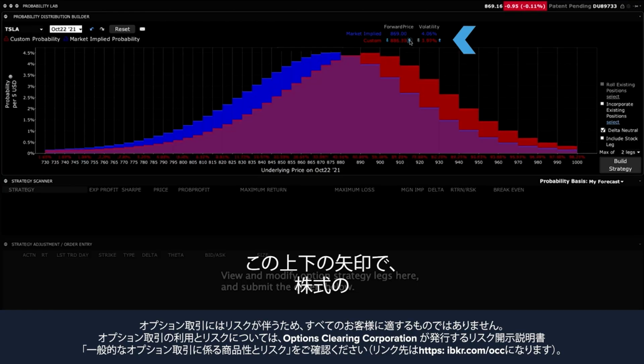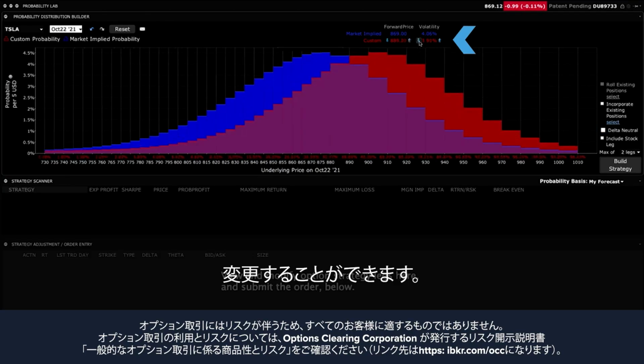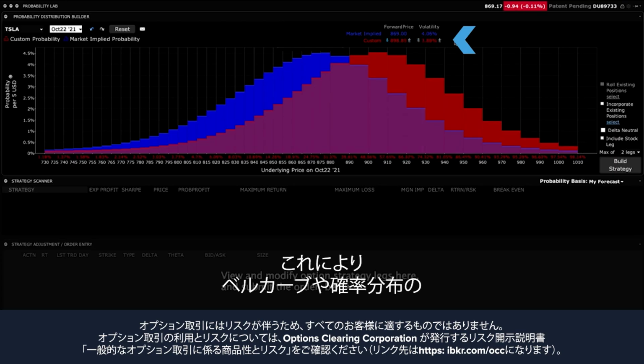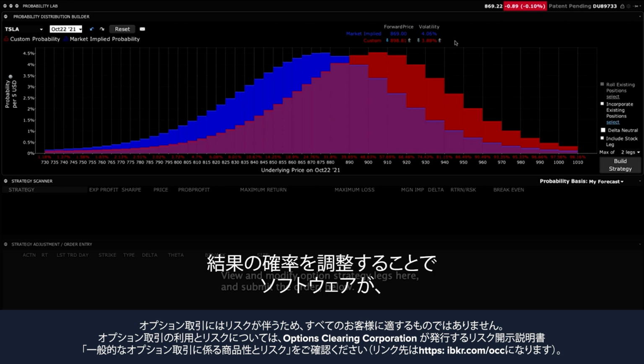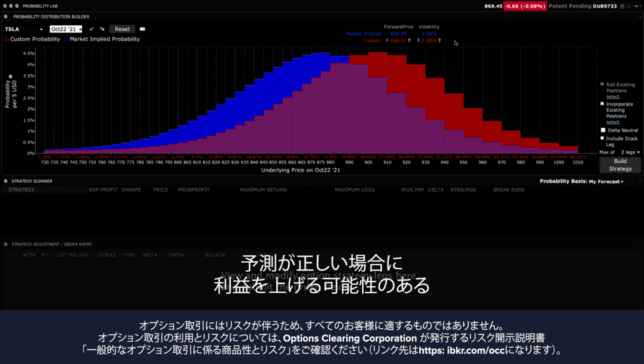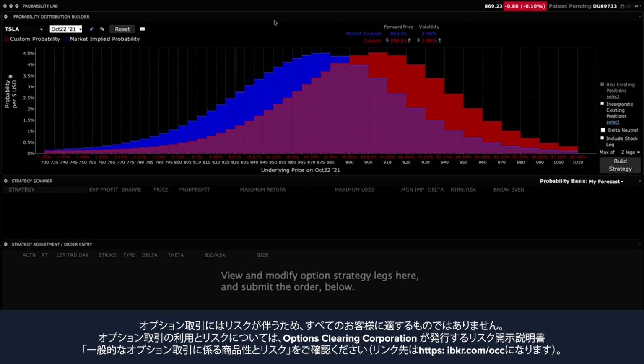Alternatively, use the up and down arrows to change the implied volatility reading for the stock in the same way. Doing so changes the shape of the bell curve or probability distribution. By adjusting the probability of an outcome, the software will identify potential stock and option strategies that could be profitable in the event that your predictions are correct.